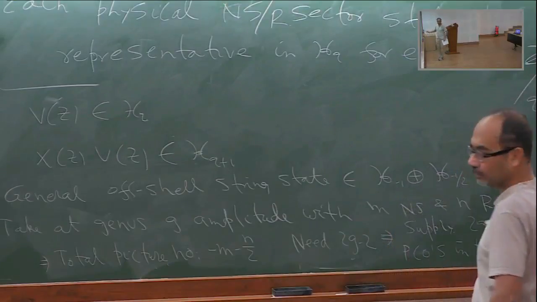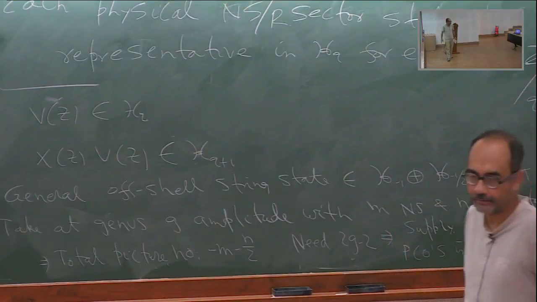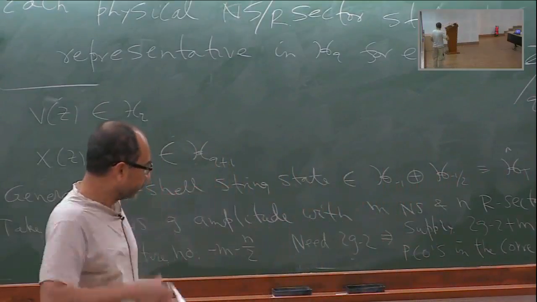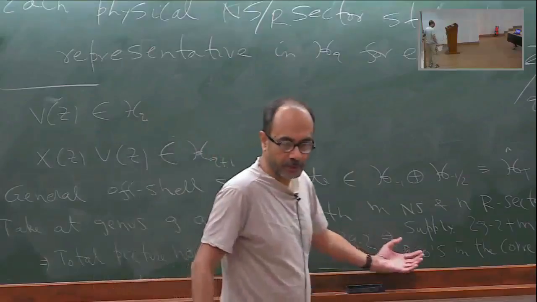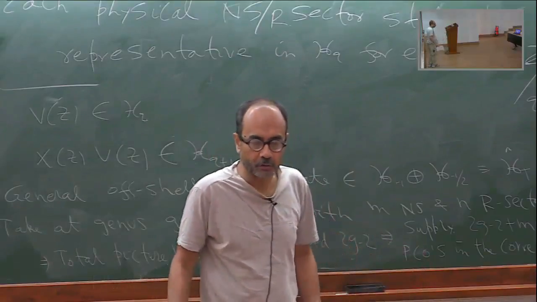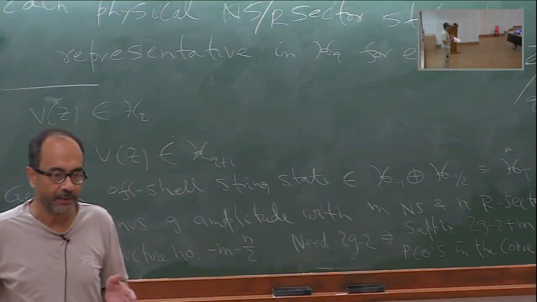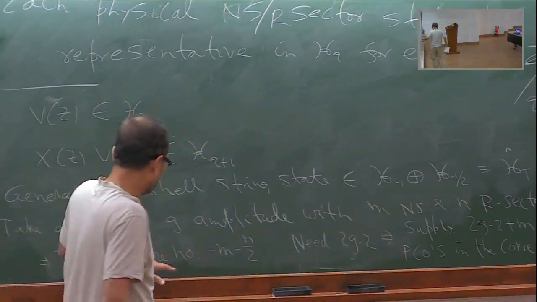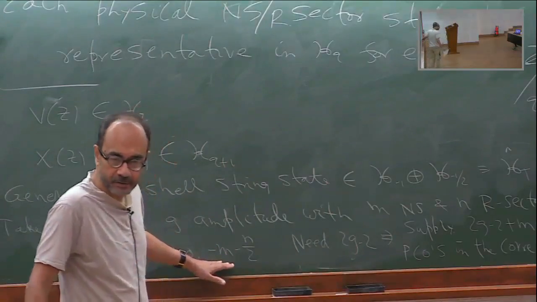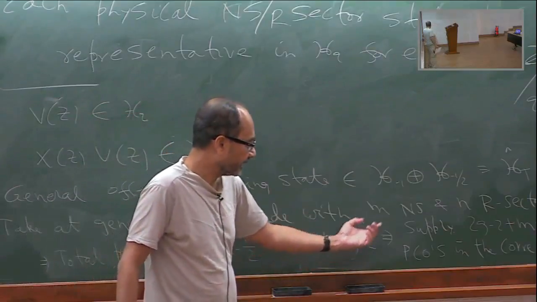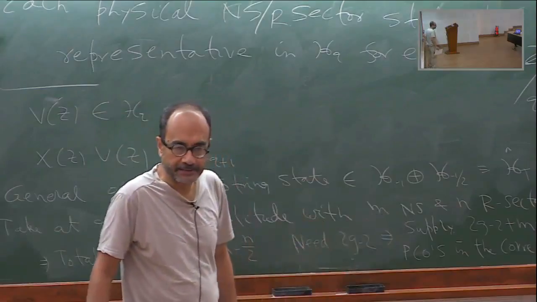I'll write down later the explicit expression for the correlation function that we need to evaluate. But this basically shows why the picture changing operators are important, because in order to define an amplitude on a genus g Riemann surface, we have to compensate for the fact that the total picture number here adds up to minus m minus n by 2. But what we need is 2g minus 2, and hence we have to add these many picture changing operators.